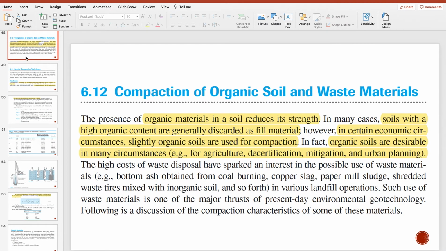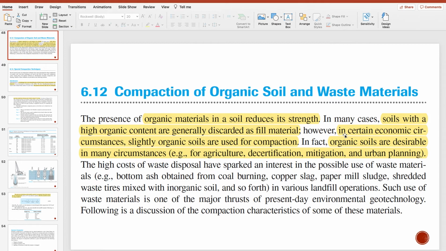So compaction of organic soil and waste material. Organic material in a soil reduces its strength. Soil with a high organic content are generally discarded as material. In certain economic circumstances, slightly organic soils are used for compaction. Organic soils are desirable in many circumstances: agriculture, desertification, mitigation, and urban planning. But for structural, we should try to avoid using organic material because organic material are decomposing.